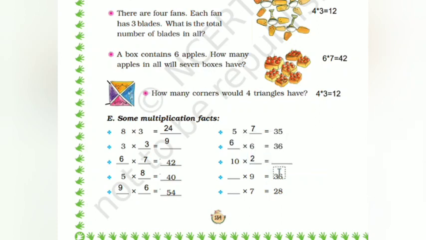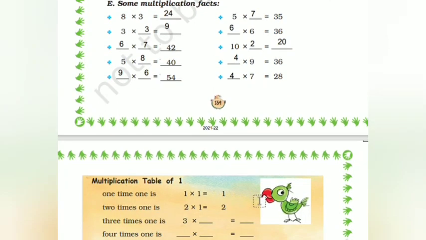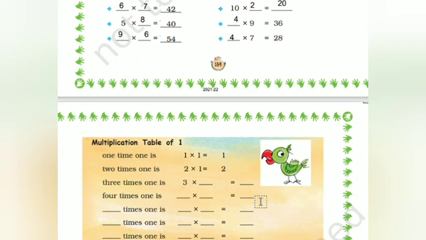10 times 2 is equal to what? 20. Then in order to get 36, 4 times 9 is equal to 36. Then 4 times 7 is equal to 28. So study the multiplication table thoroughly. Only then will you be able to write the multiplication as fast as you can.